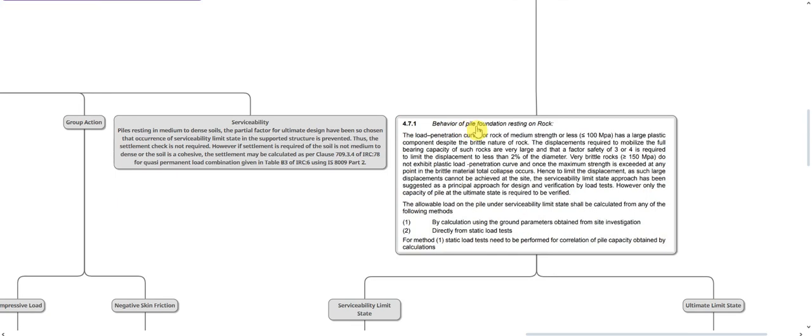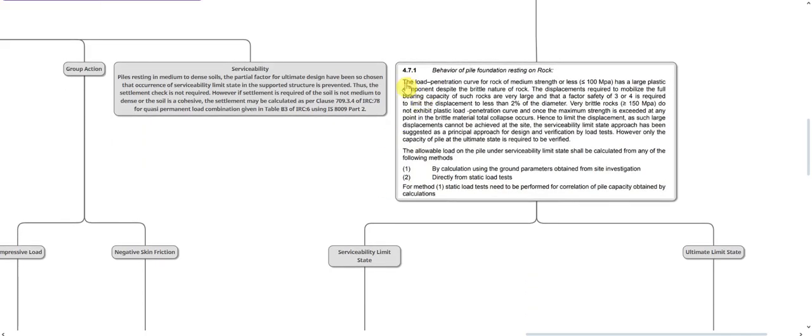So the behavior of pile foundation resting on rock. The code has given some description. I will read it out for you. It says the load penetration curve of rock for medium strength, that is less than or equal to 100 MPa, has a large plastic component despite the brittle nature of rocks. The displacement required to fully mobilize the bearing capacity of rock is very large, such that a factor of 3 or 4 is required to limit the displacement to less than 2% of the pile diameter.